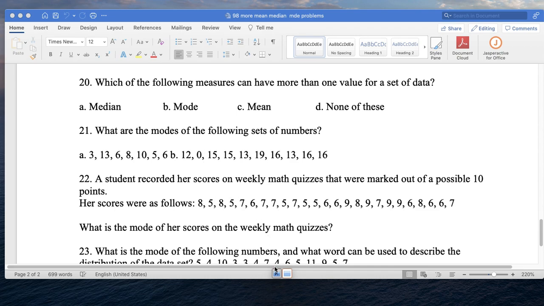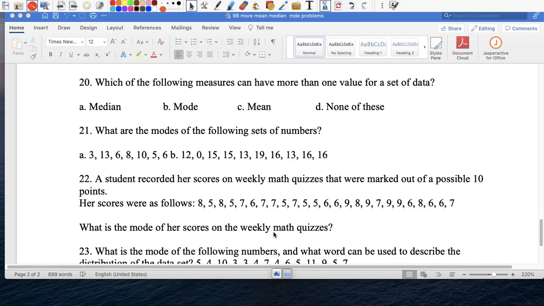Which of the following measures can have more than one value in a set of data? Well, it has to be the mode, right? You can have 2, 3, 4 modes. The median is just one. What are the modes of the following sets of numbers?